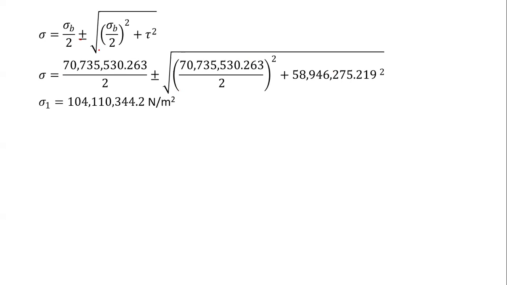The next one is stress 3, where this time around I subtract instead of adding. When I subtract this from the result coming from under the root, I get 33,374,813.9. Then we have the favorite, stress 2. Standing between the two, the positive and the negative, it's 0.